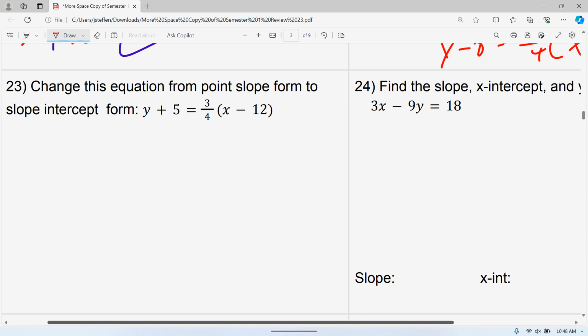Convert the equation from point slope form to slope intercept form. There are a couple different ways you could do it, but I will highly recommend taking the denominator and distributing that to the left, and the numerator you distribute to the right. So it's 4y plus 20 is equal to 3x minus 60.